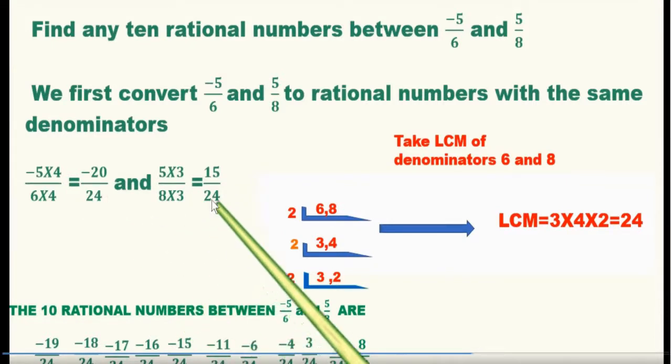Once the denominators have become equal, you can find the 10 rational numbers between minus 5 by 6 and 5 by 8. They are minus 19 by 24, minus 18 by 24, minus 17 by 24, and so on. Here, the numerators are changing and they are in between minus 20 and 15. The denominators are the same.